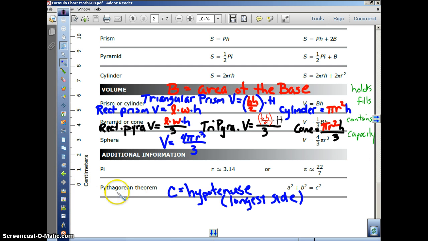One more thing I want you to add down here. We've talked about the Pythagorean theorem. In the Pythagorean theorem, C is the length of your hypotenuse. C is your longest side. Write that on your formula chart.